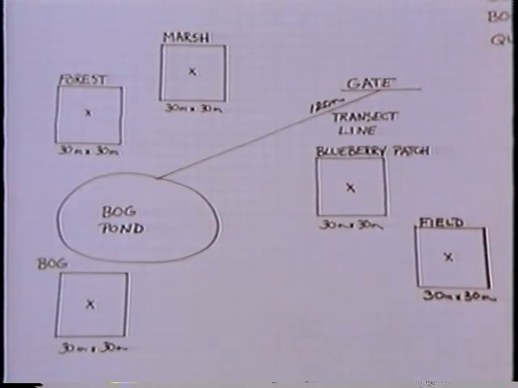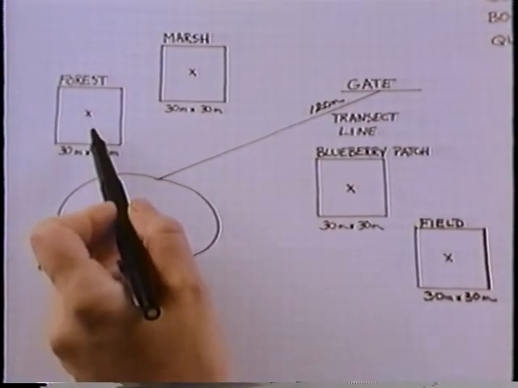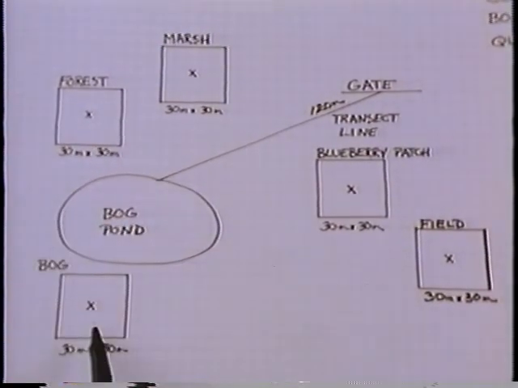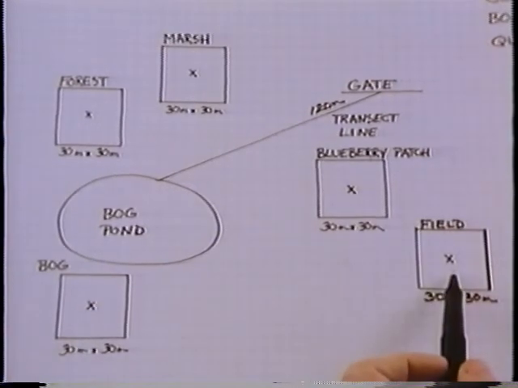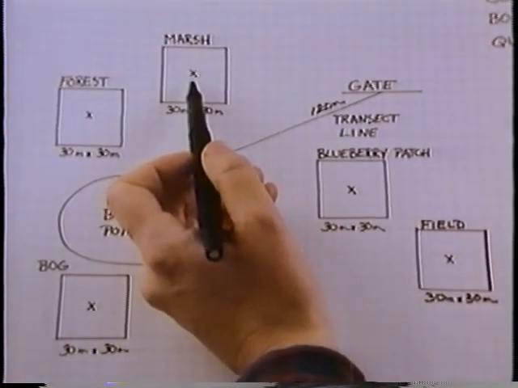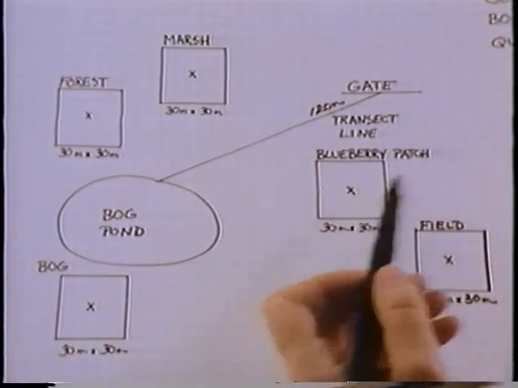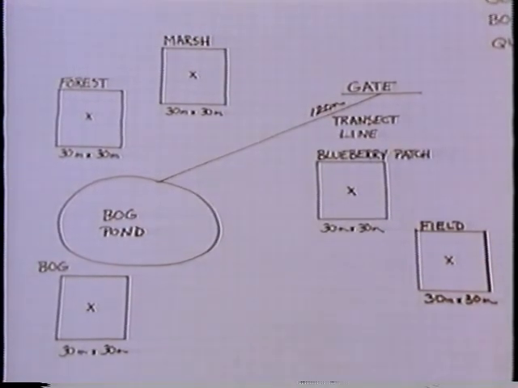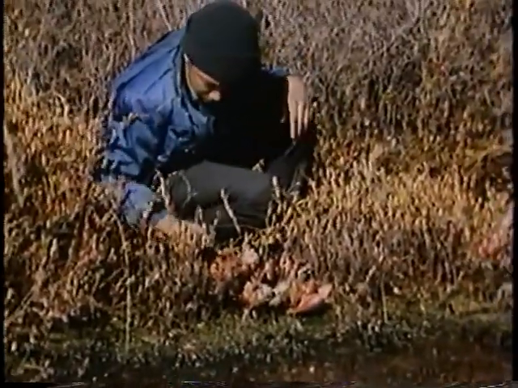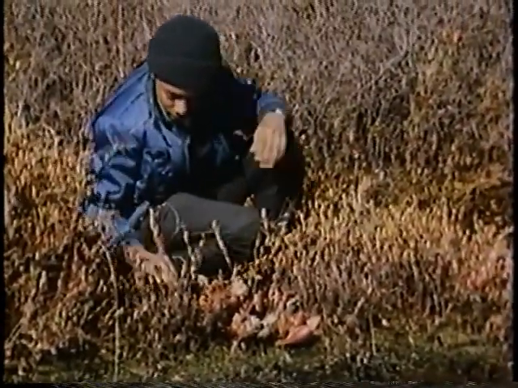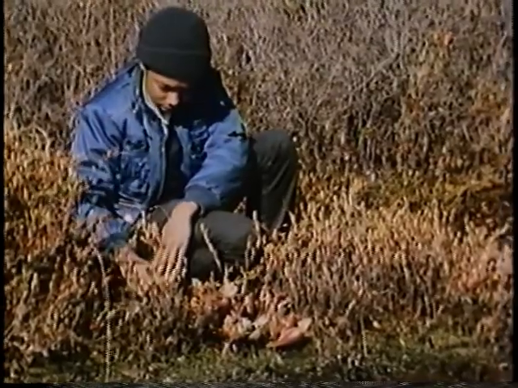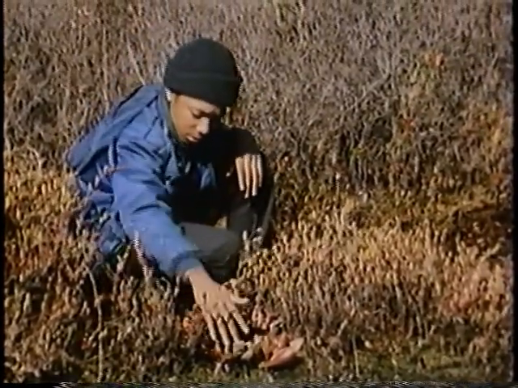The 5 quadrats are located in the forest, in the bog south of the pond, in the field, the marsh, and the blueberry patch. The boys will count all the pitcher plants in each quadrat. This is their quantitative data. They will also note the moisture of the soil. This is their qualitative data.